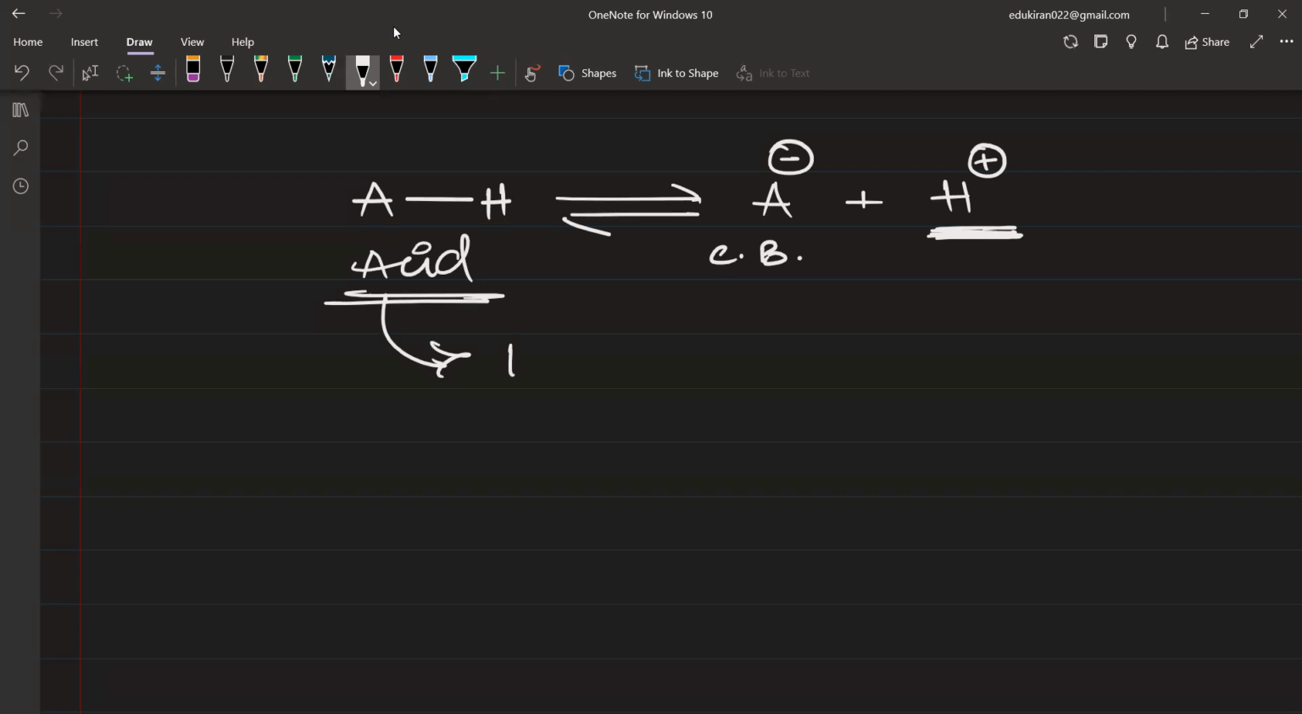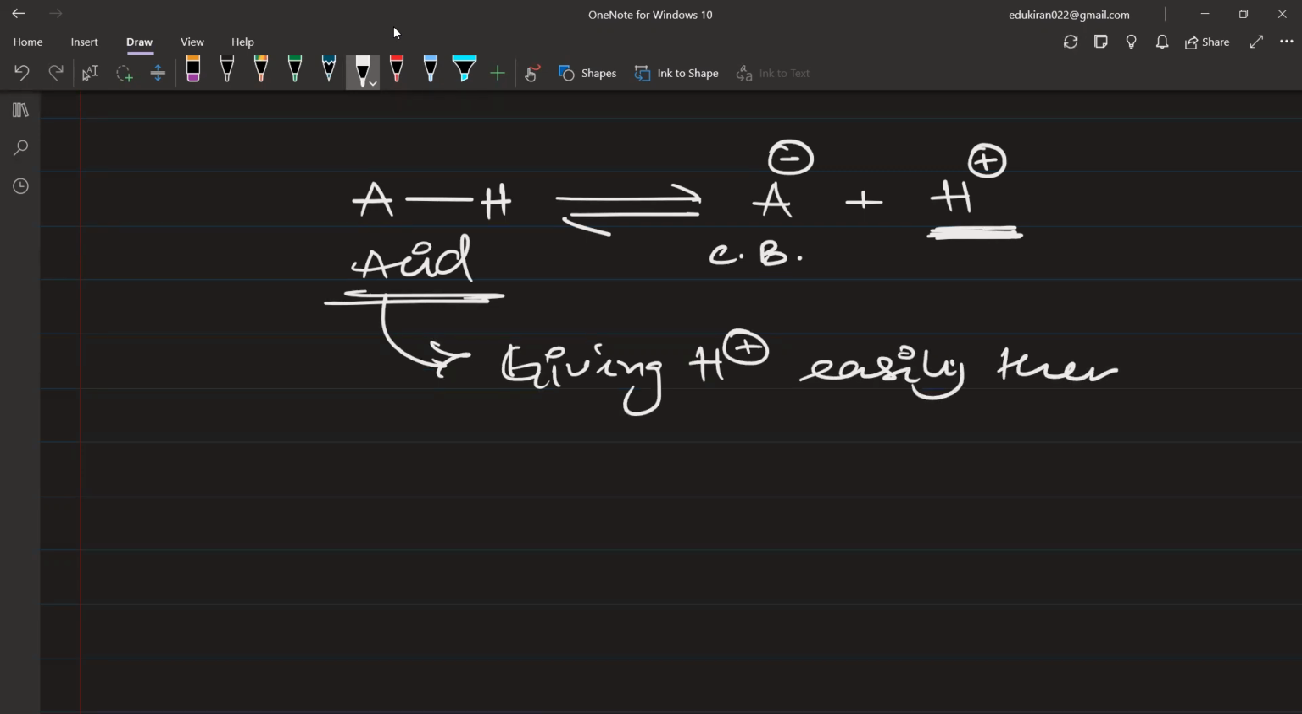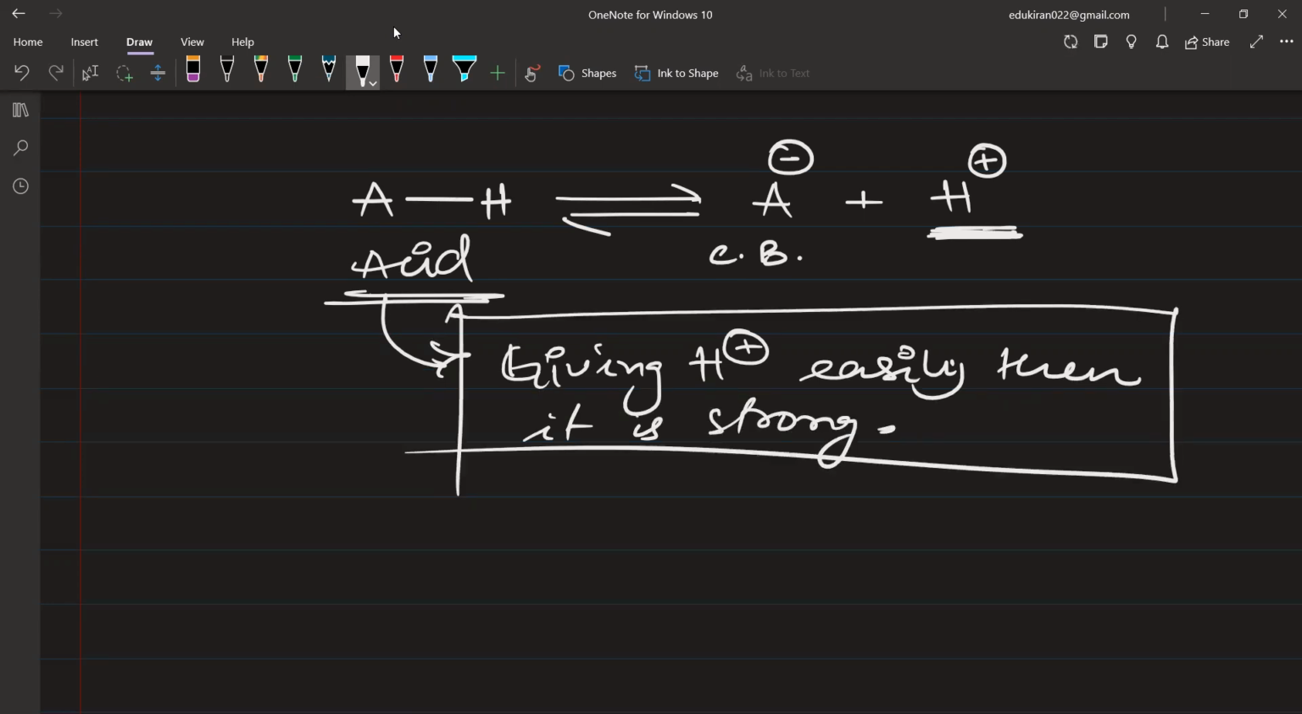If the acid is liberating or giving H plus easily, then it is strong. Is that right? All of you agree with this statement? Yes or no? Please tell me. If the acid gives the H plus easily, then only it is strong. If it is not giving the H plus, then what kind of acid is it? Correct? All of you understand this rule? If the acid is giving H plus easily, then only it is strong.